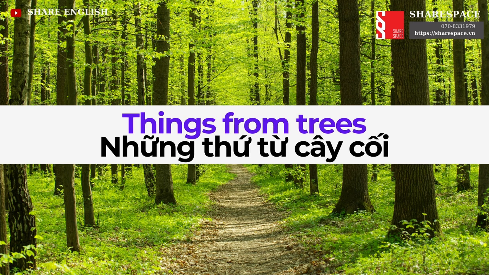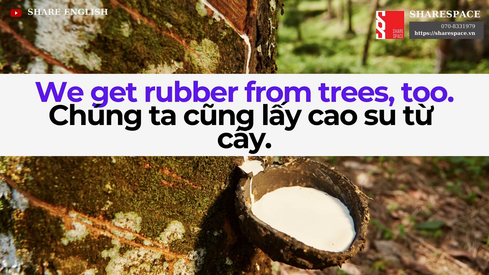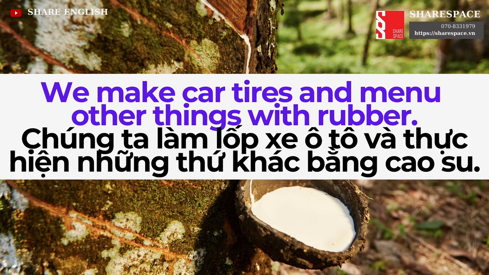Things from trees. Apples, oranges, bananas, nuts, and lots of other fruit grow on trees. We get rubber from trees, too. We make car tires and many other things with rubber.